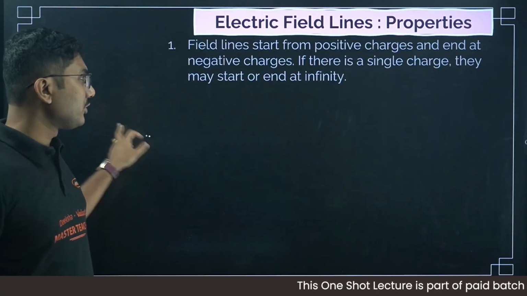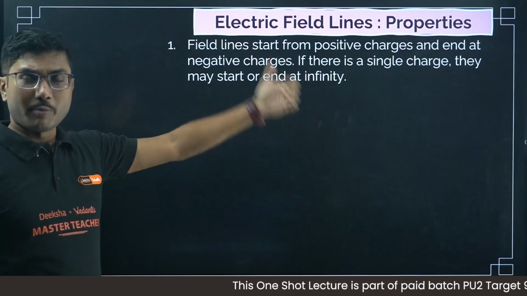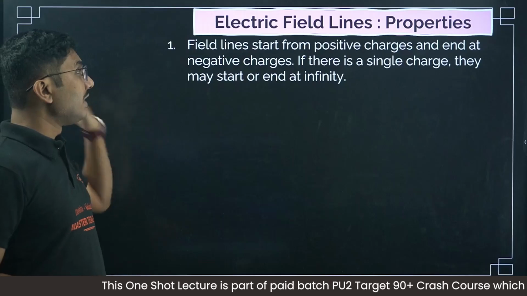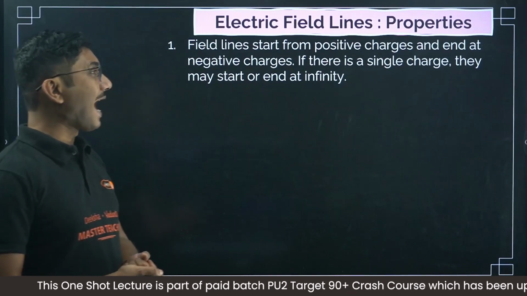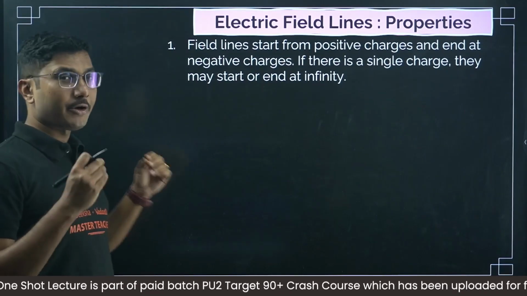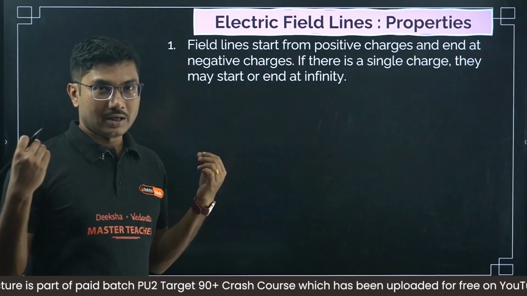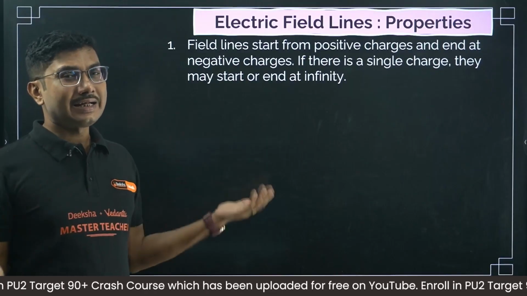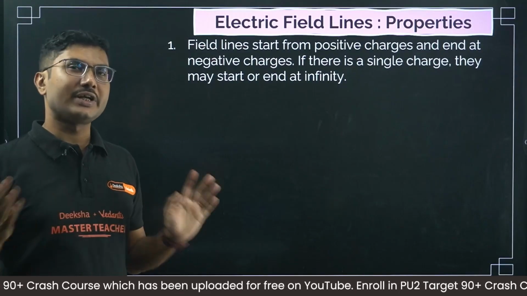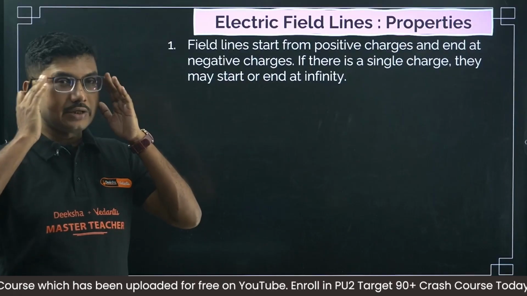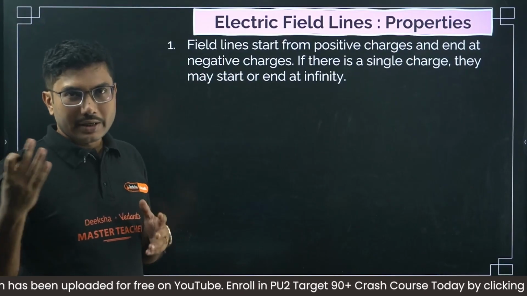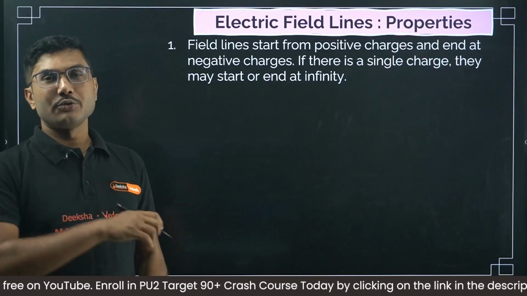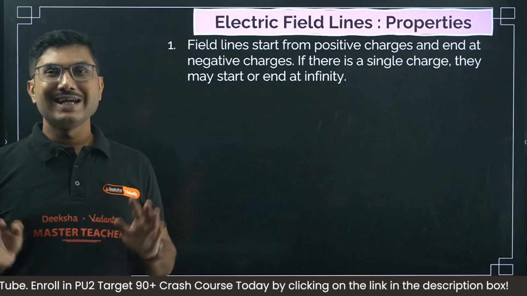Now, properties of electric field lines. Based on these simple properties we have seen questions coming in KCET and COMEDK. Field lines start from positive charges and end at negative charges. So the starting point of an electric field line is a positive charge and it ends at a negative charge. By the way, what are electric field lines? Electric field lines are the visual representation of electric field. Electric field is basically invisible, right? So when you want to show some electric field, you have to draw some lines. Those lines are called electric field lines.